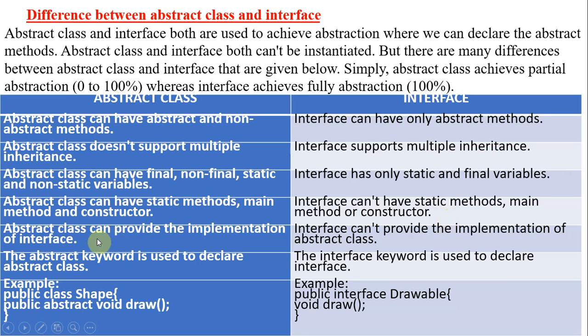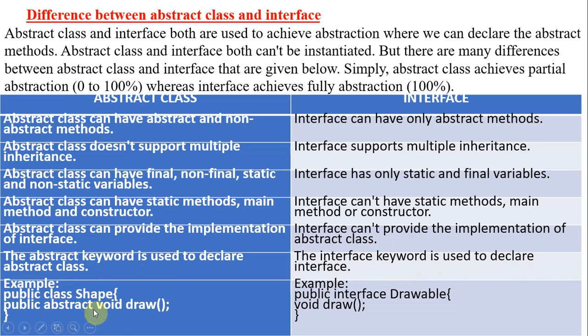An abstract class can provide the implementation of an interface. An interface cannot provide the implementation of an abstract class. So vice versa is not possible. The abstract keyword is used to create an abstract class, whereas the interface keyword is used to declare an interface.